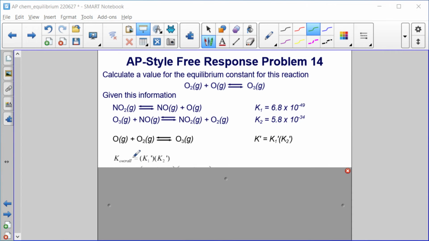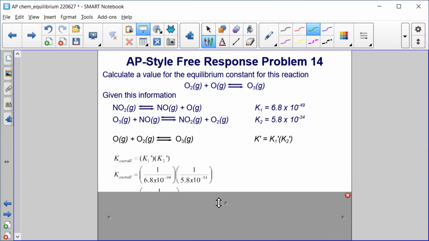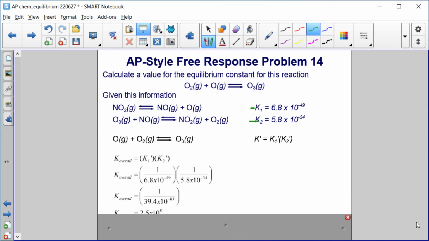All right, so overall, our equilibrium constant for this reaction will be the product of K1 prime and K2 prime. When we add two reactions together, our overall equilibrium constant is the product of those two. So it's the inverse of K1, that's K1 prime, and the inverse of K2 is K2 prime. 1 over K1, 1 over K2, multiplied together gives us the overall value of K, 2.5 times 10 to the 81st power.